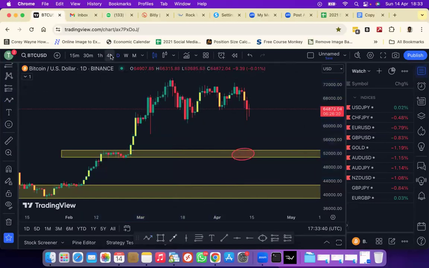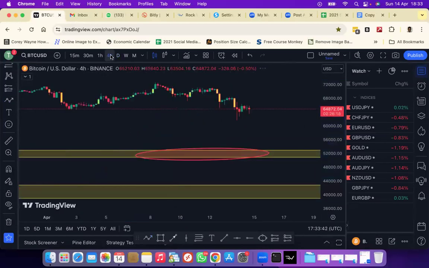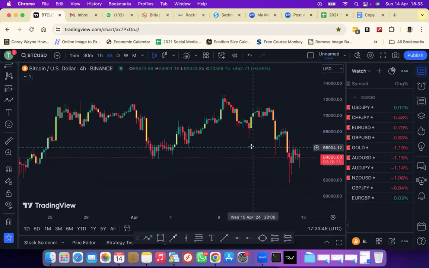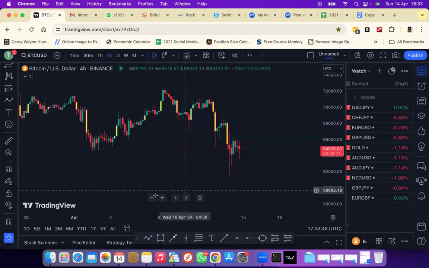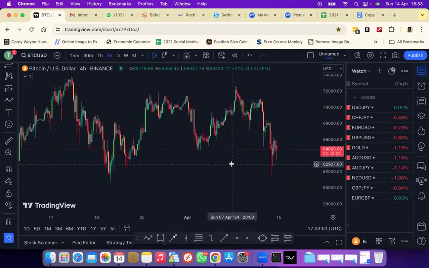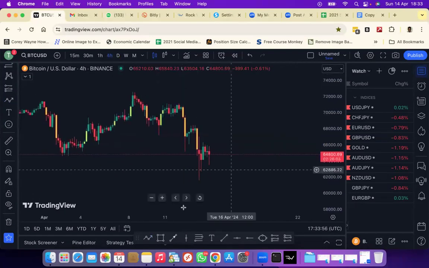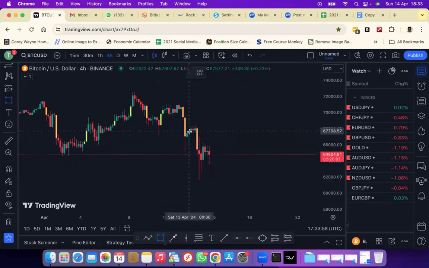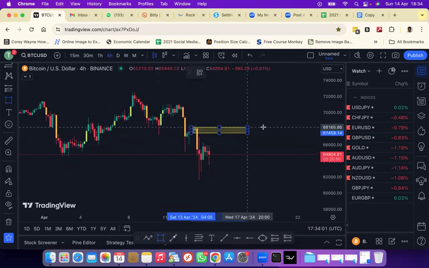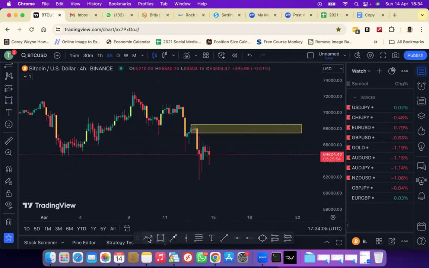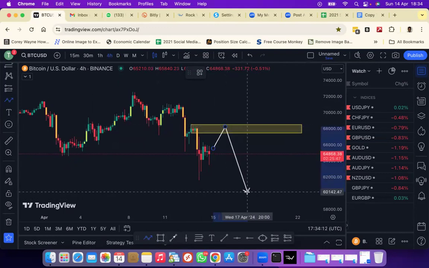Now let's go to the 4-hour time frame. In the 4-hour time frame, the bearish move is a bit more pronounced, as you can see over here. So right now, we should be expecting a recovery on Bitcoin. We should see a retracement up to 67,000 before possibly price going all the way down.